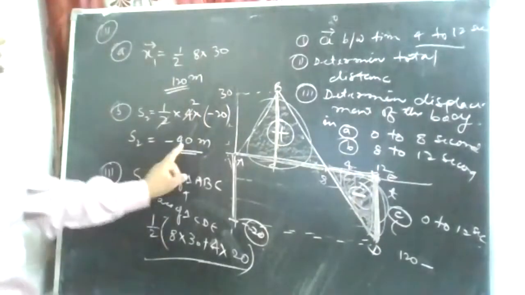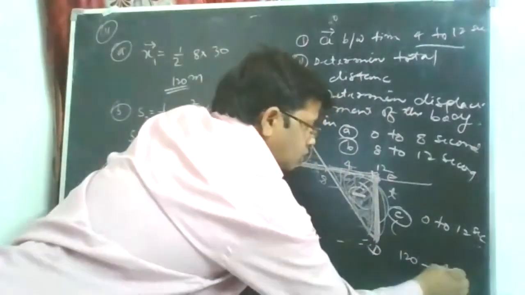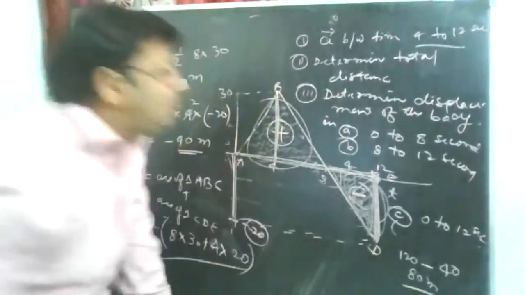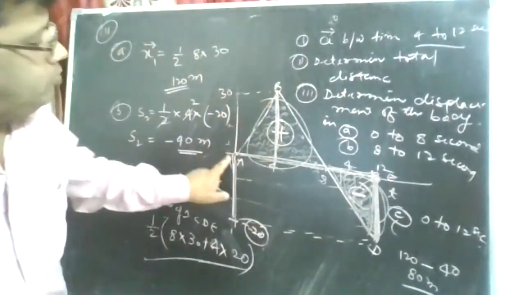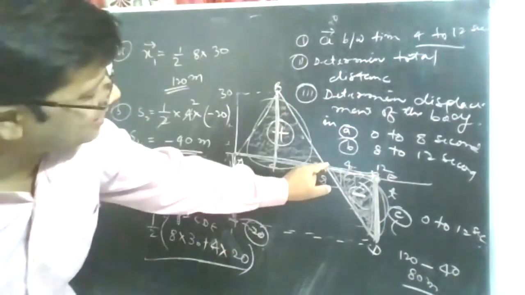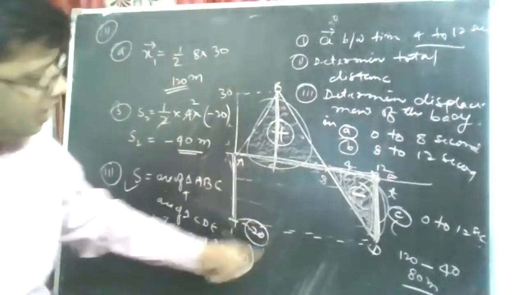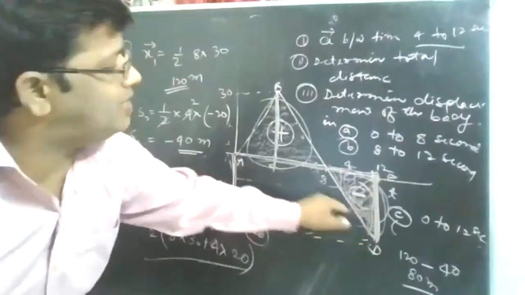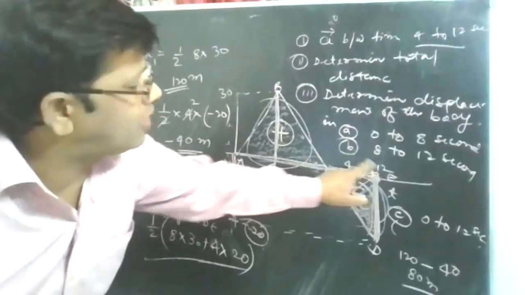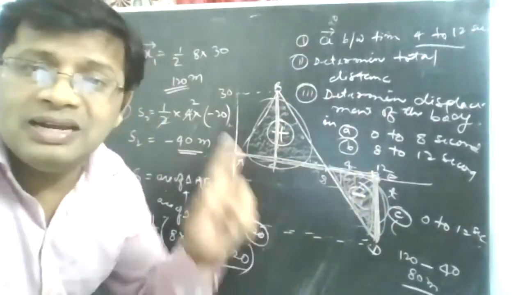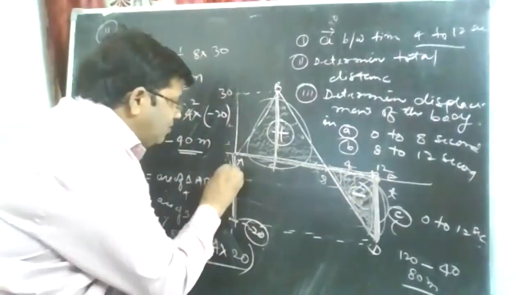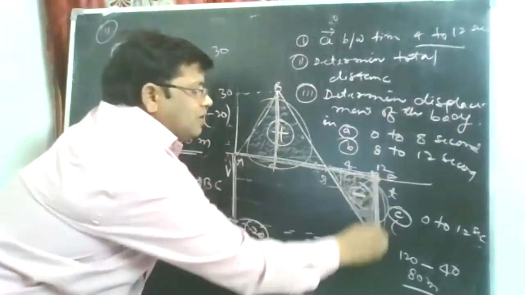So this displacement is -40, so the answer is 80 meters. Once again, from 0 to 8 seconds the velocity remains positive. After 8 seconds the velocity becomes negative, so that's why displacement is negative in this case. From 8 to 12 seconds the velocity remains negative, that's why displacement is negative.